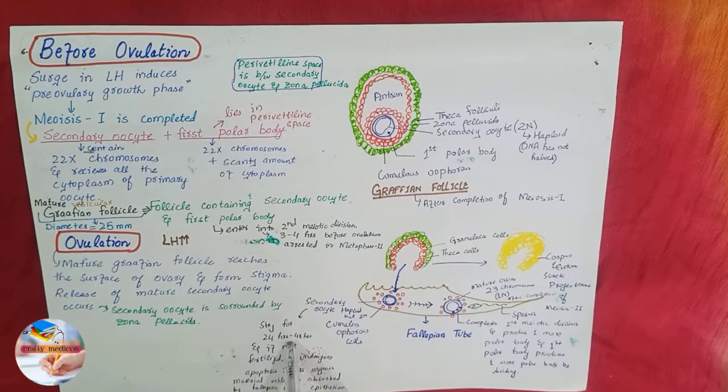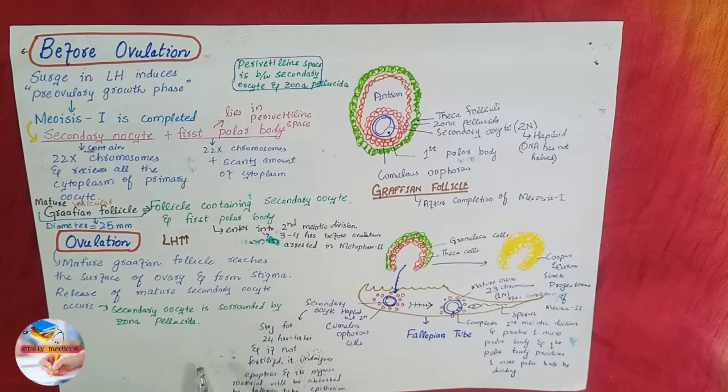The secondary oocyte will stay for 24 to 48 hours, and if not fertilized, it undergoes apoptosis, and its organic material will be absorbed by the fallopian tube epithelium.